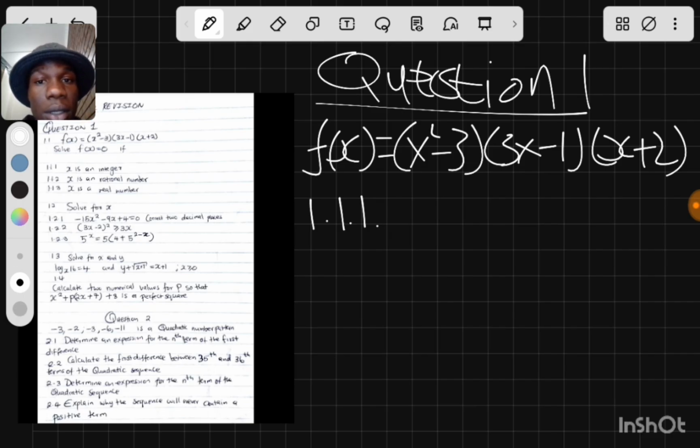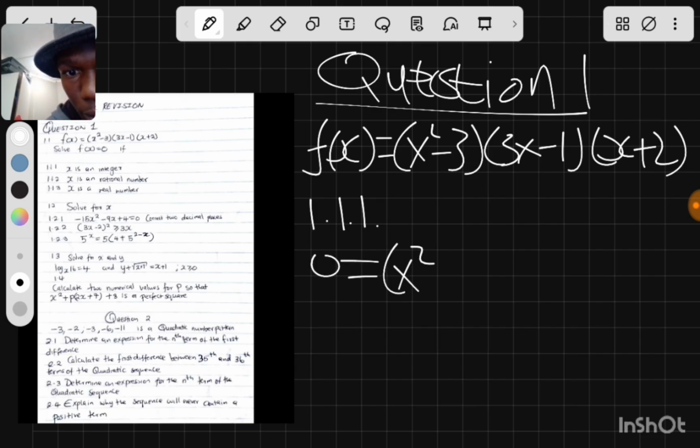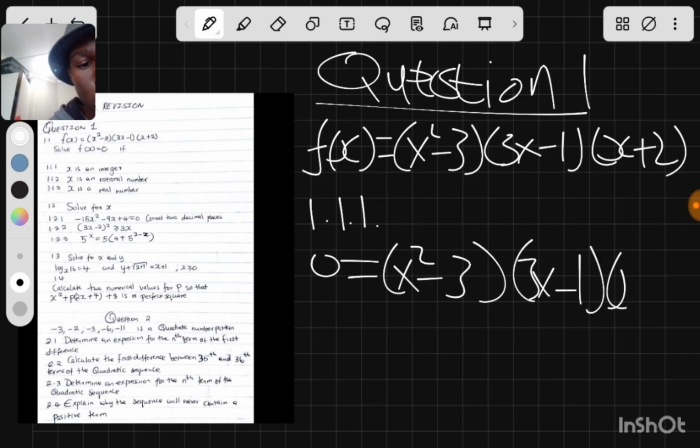They're saying we must solve for f of x equal to 0 if x is an integer. What is an integer? An integer is a perfect whole number that can be negative or positive, including 0, but excluding decimals and fractions. So f of x equals 0, so we equate to 0: 0 is equal to x cubed minus 4, (x squared minus 3)(3x minus 1)(x plus 2).